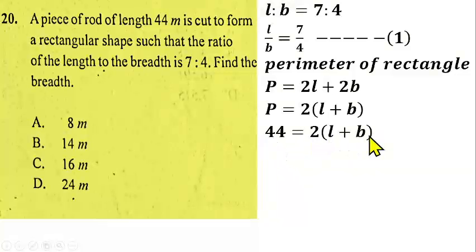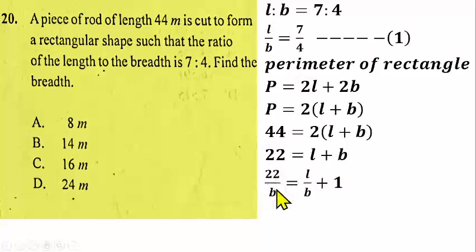You can divide both sides by 2, so we have 22 equals L plus B. Then we can divide both sides by B. If I divide this by B, we have 22 over B equals L over B plus 1. We already have the value of L over B, which is 7 over 4. If I put that here, I have 22 over B equals 7 over 4 plus 1.